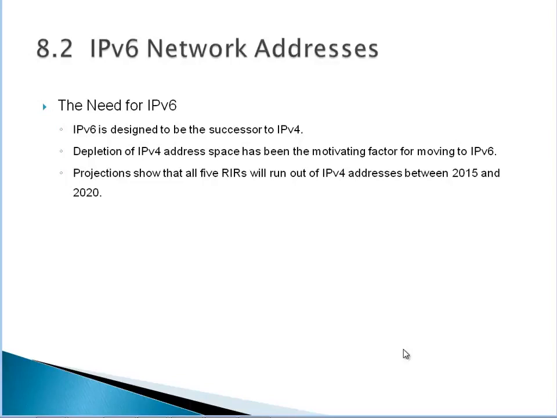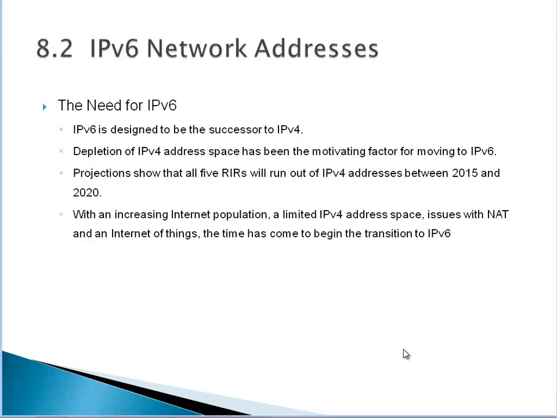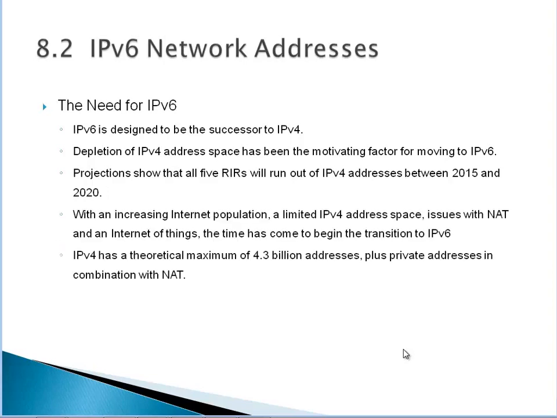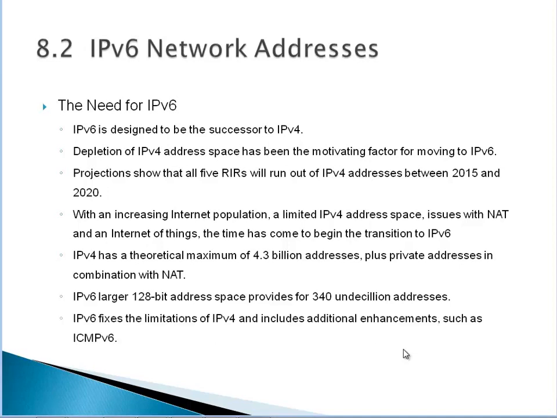From projections, we can see that between 2015 and 2020 we're going to run out of IPv4 addresses, and the reason is the increasing internet population. With IPv4 we can have 4.3 billion addresses, and including the private addresses that will increase the number a little bit. But with IPv6, because it's using 128 bits, we can have 340 decillion addresses. That's a lot of addresses. IPv6 also fixes some of the limitations, for example, including enhancements in ICMPv6.